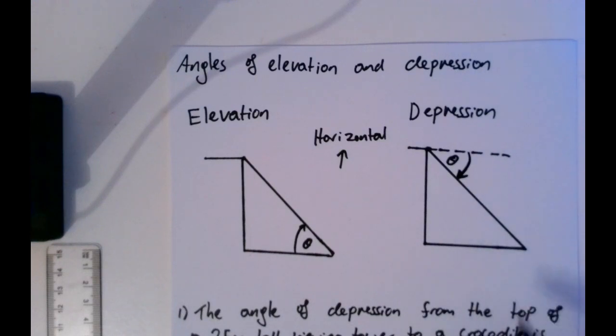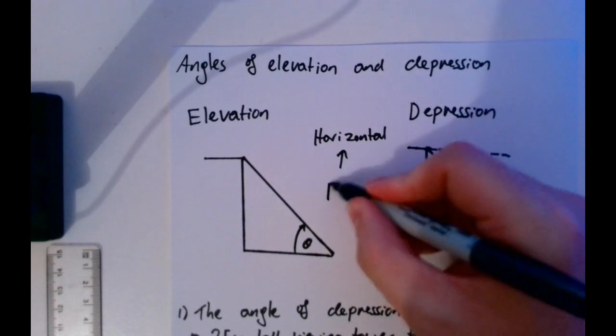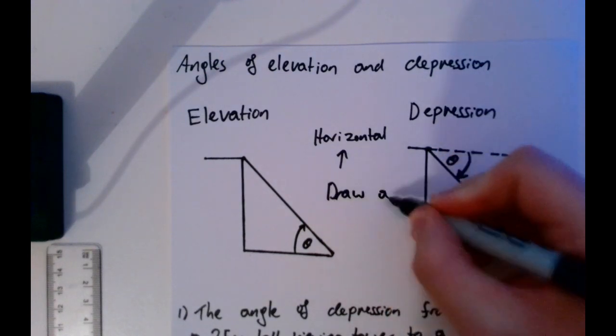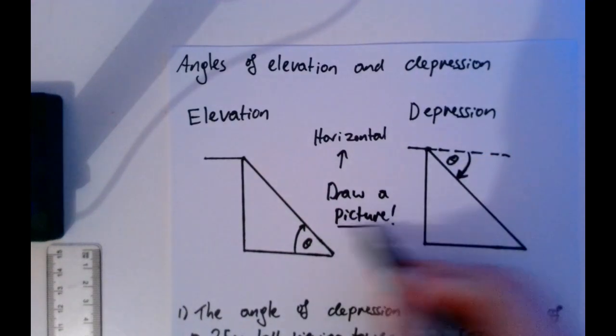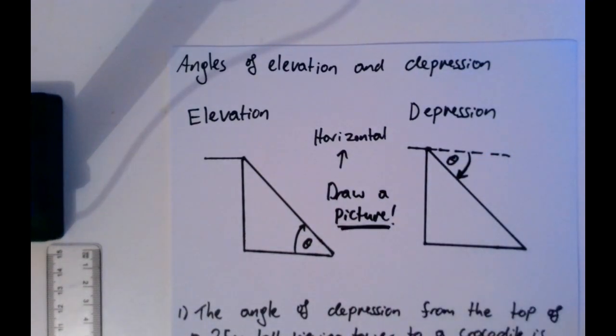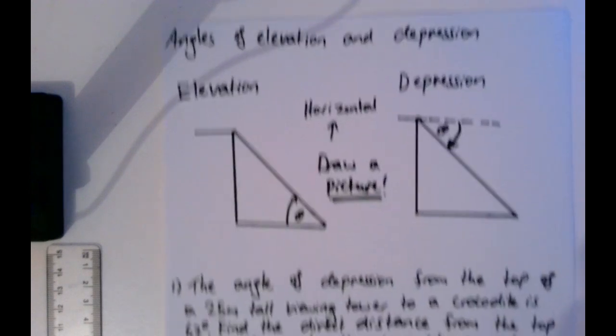Now, my biggest hint that I can give you before you get stuck into these sorts of things is to draw a picture of the problem. That is going to be my number one hint for anything trigonometry really, so that you can make sure that you work with these efficiently. So why don't we actually get stuck into this?